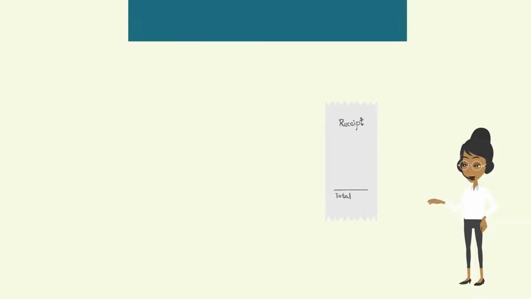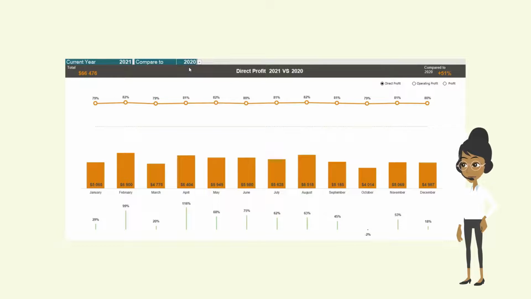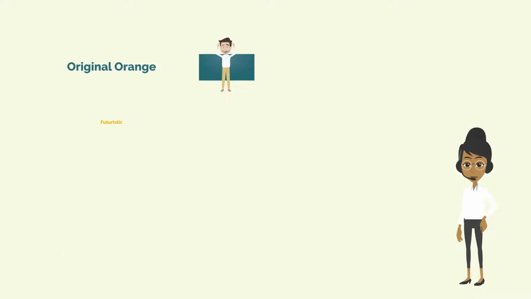Number three, we'll compare the sales in the sales journal to the expenses in the expense journal to give you an overview of the profitability of your business. We'll talk more on this later. You'll be able to choose which time periods you'd like to compare.